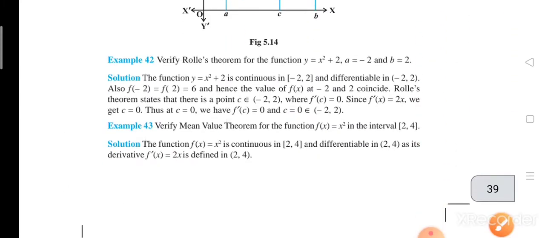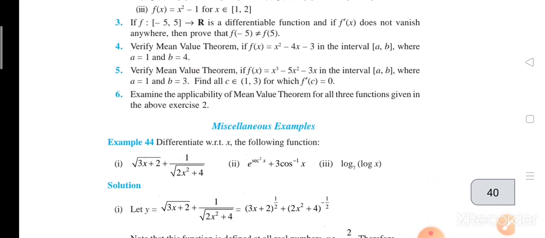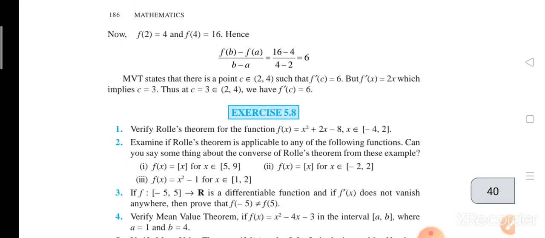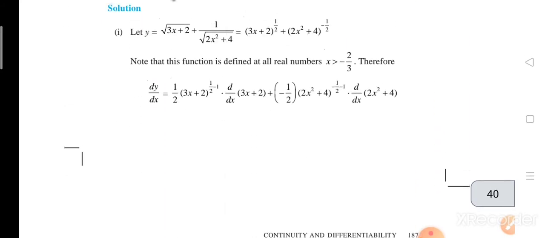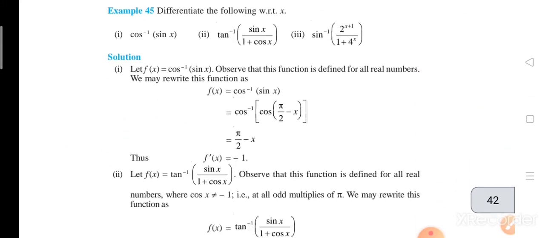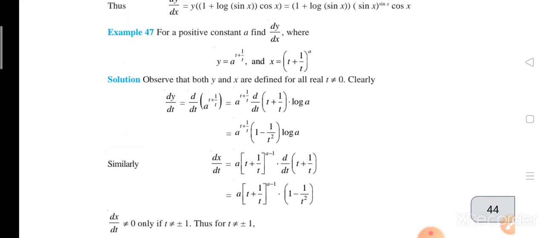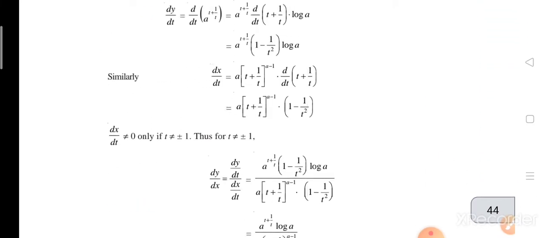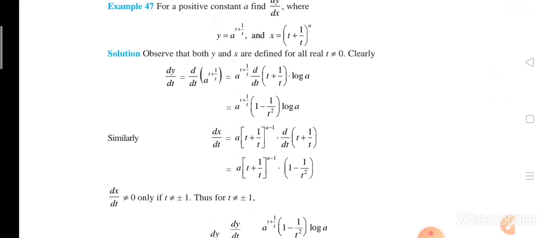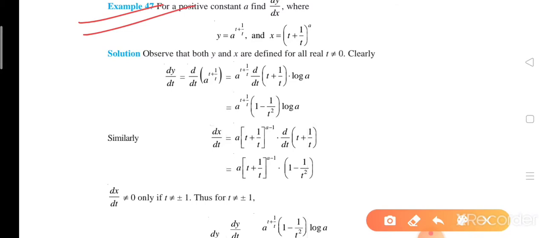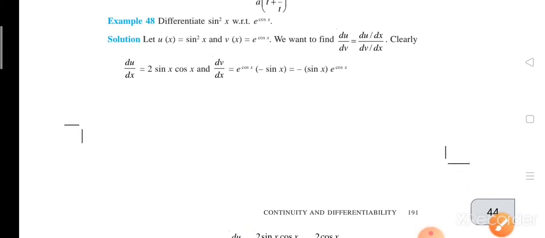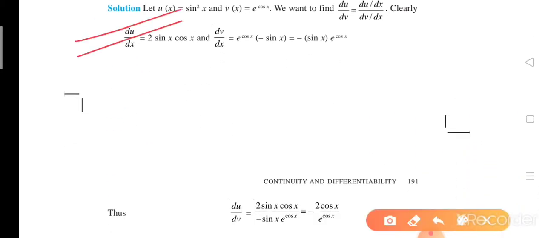Mean value theorem is not the part of your syllabus. Now if we talk about miscellaneous, then do all miscellaneous problems. That means miscellaneous example you have to do all. Example 47 is very important. 48 is there, important example.